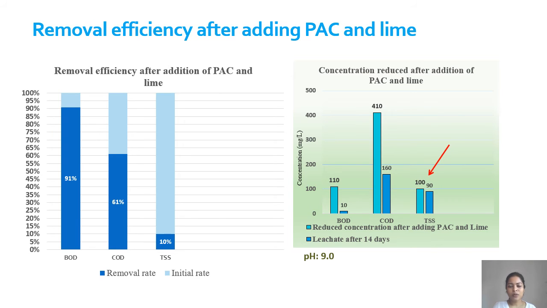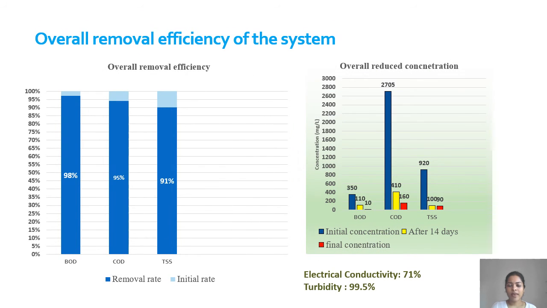The reason behind the total suspended solids amount was due to testing the final sample immediately after the treatment. Therefore, it can be reduced by allowing the system to settle for a few hours. When considering the overall efficiency of the system, the BOD level was reduced by 98%, COD by 95% and TSS by 91%. The electrical conductivity and turbidity had improved by 71% and 99.5% respectively.